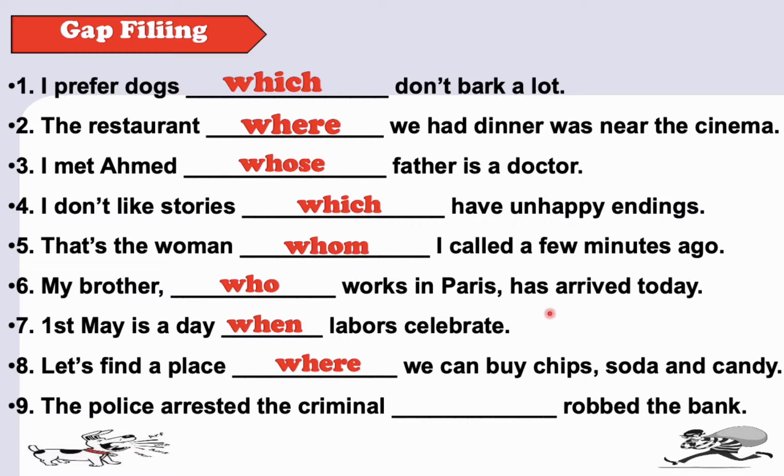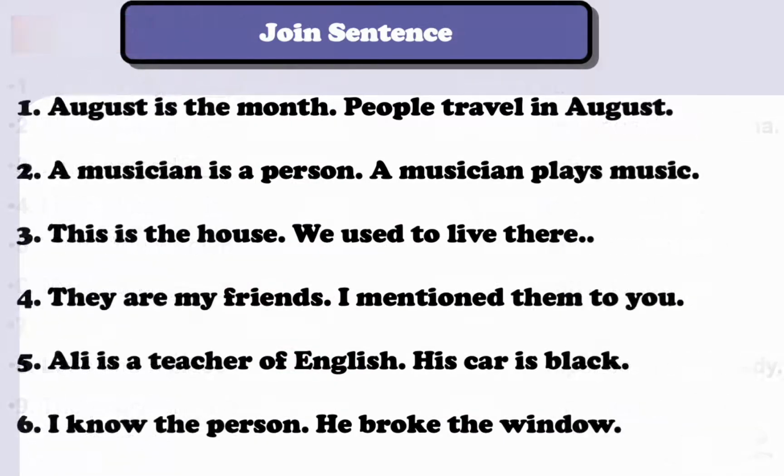The police arrested the criminal who robbed the bank. So the criminal is a person. So we are going to use who or whom. Robbed is a verb. So is it who or whom? Good, it is who. Very good. Okay? So here we have some other exercises. So you can do these exercises.